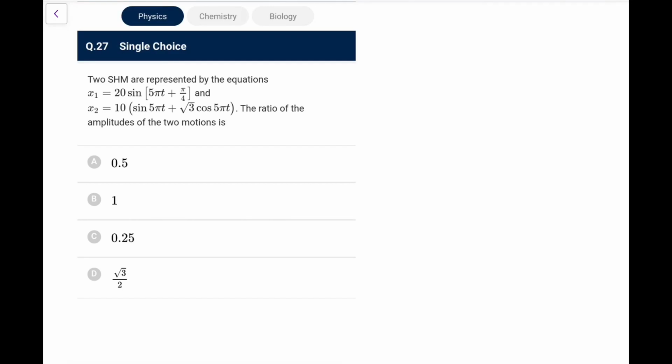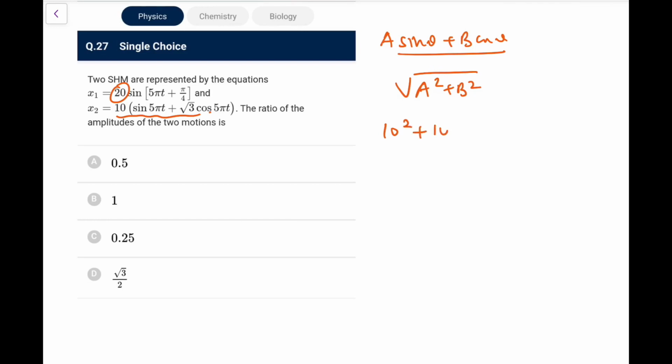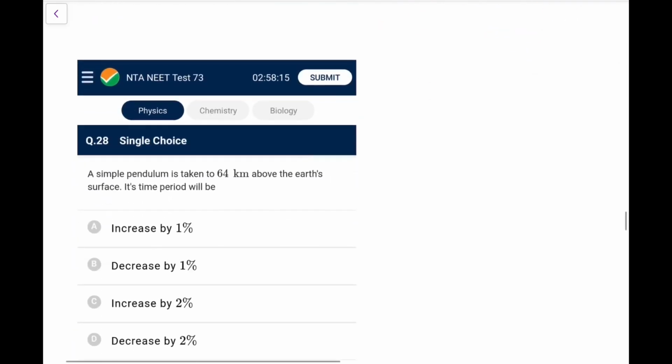Next one. Two SHMs are represented by the equations like this and this. The ratio of the amplitudes: amplitude here is 20, and for the other, you all remember a sin theta plus b cos theta. The amplitude in this case is root of a square plus b square. So this would be the square root of 10 square plus (10 root 3) whole square, which comes out as 20. So amplitude ratio is 1:1 for sure. This is a very common question. You all should be able to do this.